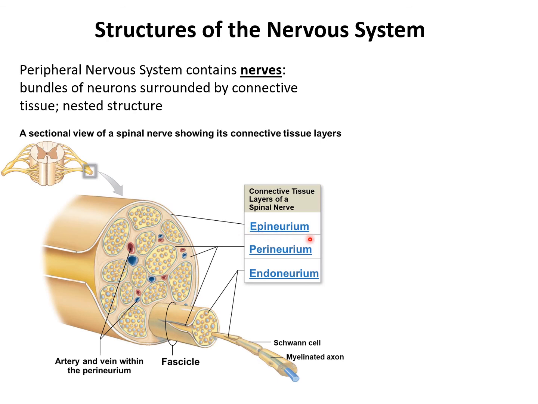You can think about this organization, this nested structure, like eggs. So an individual egg, the nutritious part is all the way on the inside. It's the yolk and the white. That is the functional part of the egg, just like our neurons are the functional part of the nerve. Each individual egg is surrounded by a shell. That shell is a protective covering, just like the endoneurium protects these individual neurons.